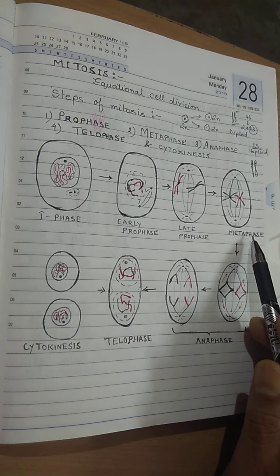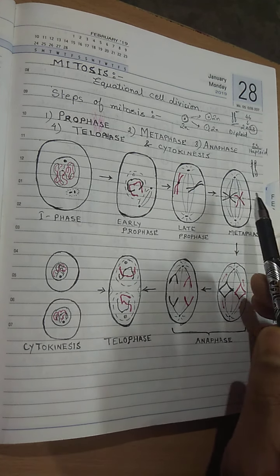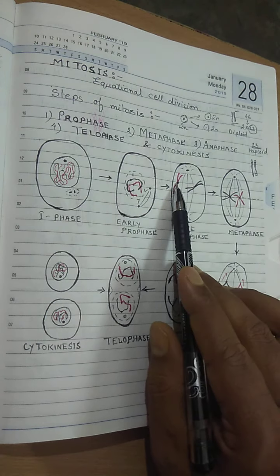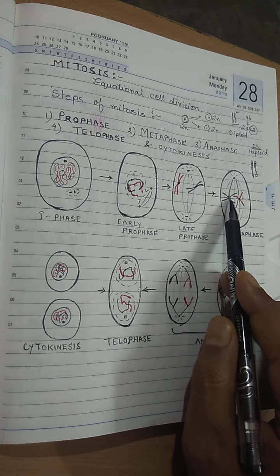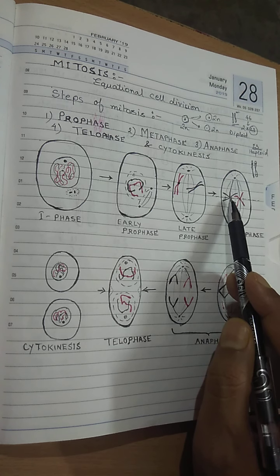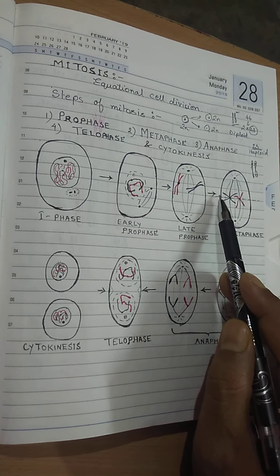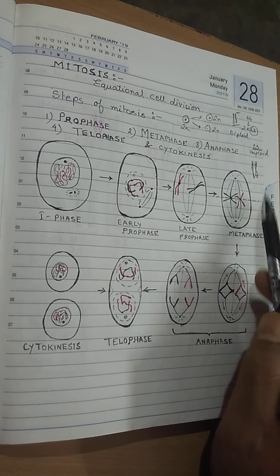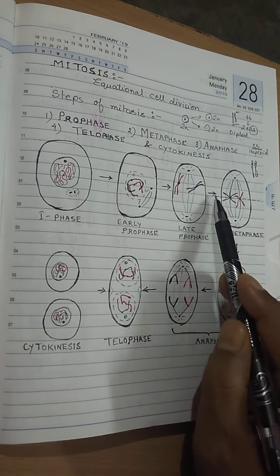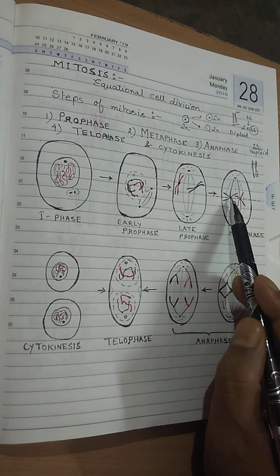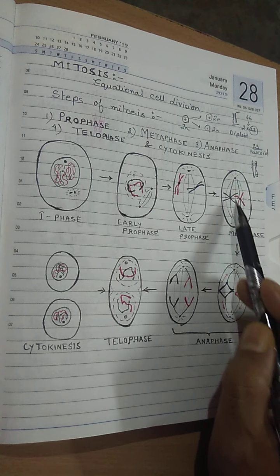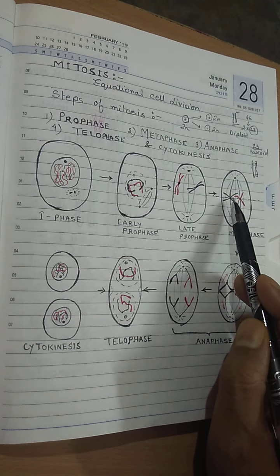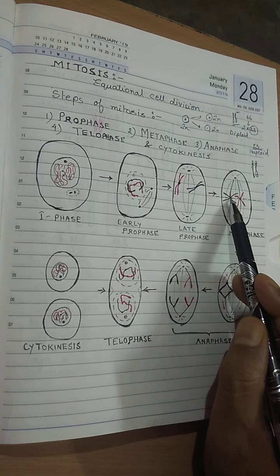Now next we come to the metaphase. Metaphase is the phase where the chromosomes get attached to the spindle fiber. Where do they get attached? They get attached to the spindle fiber along the equatorial plane. These are the poles of the cell, and there is the equatorial plane. So along the equatorial plane, the chromosomes get attached. You can see this chromosome has got attached to this spindle fiber, and at what point? At the point of the centromere.